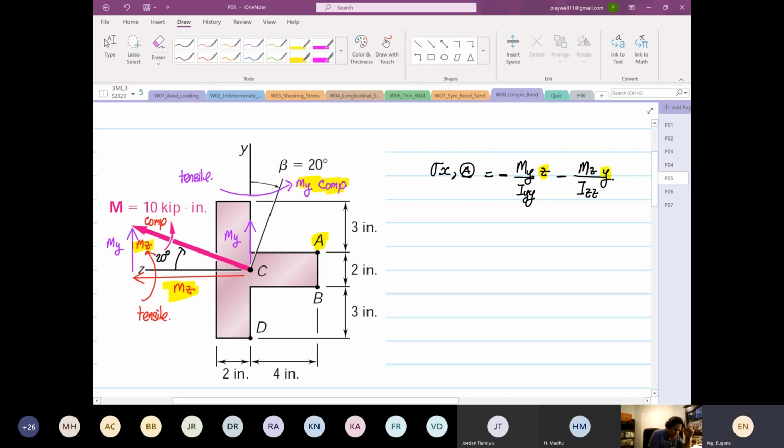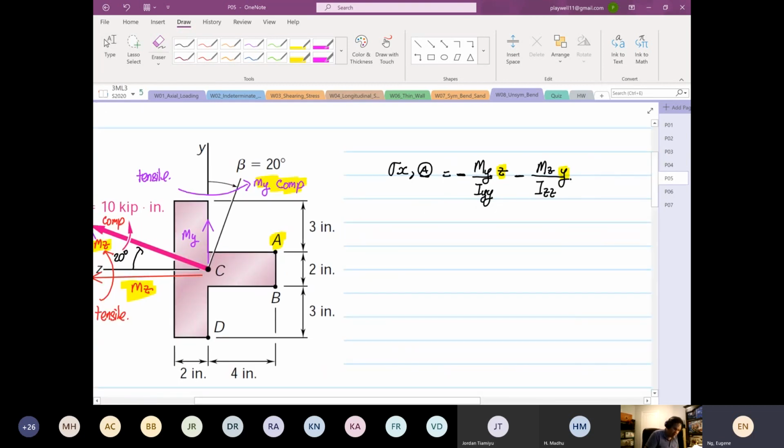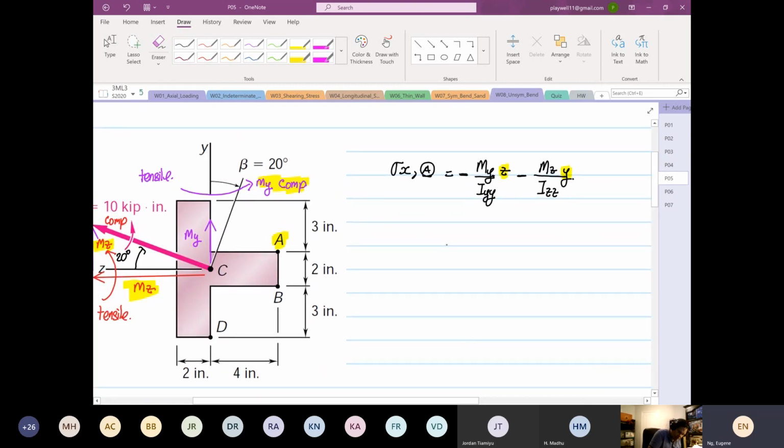Okay, so the z we have to be really careful. Now let's start from my first. This will be equal to, so we found that my is equal to 3.42, so minus 3.42 times 10 to the power 3, divided by Iyy, so we found that Iyy is 64.